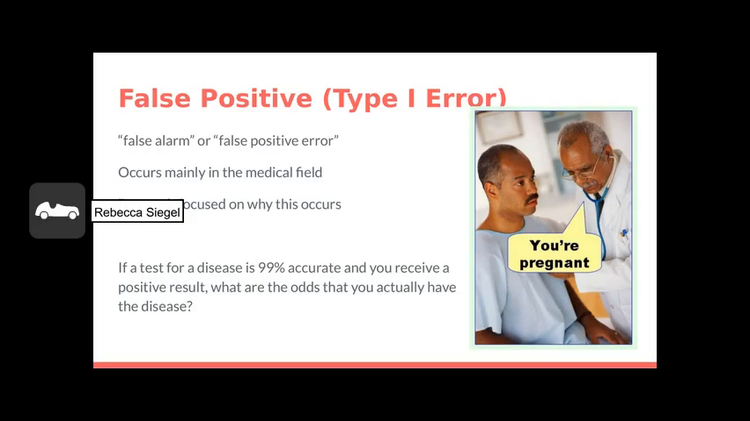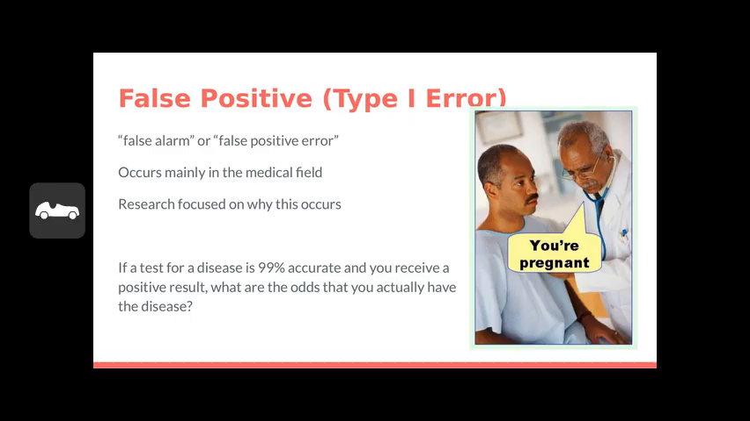So, a false positive is also known as type 1 error, and this is when you receive a positive result for a test when you should have received a negative result. It's sometimes called a false alarm or a false positive error, and it's usually used in the medical field, but can also be applied to other arenas such as software testing. An example of this would be if a pregnancy test is positive when you aren't pregnant, and researchers are consistently trying to identify reasons for false positives in order to make tests more sensitive.